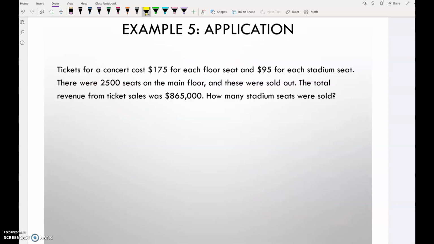Tickets for a concert cost $175 for each floor seat and $95 for each stadium seat. There were 2,500 seats on the main floor, and these were sold out. The total revenue from the ticket sales was $865,000. How many stadium seats were sold?